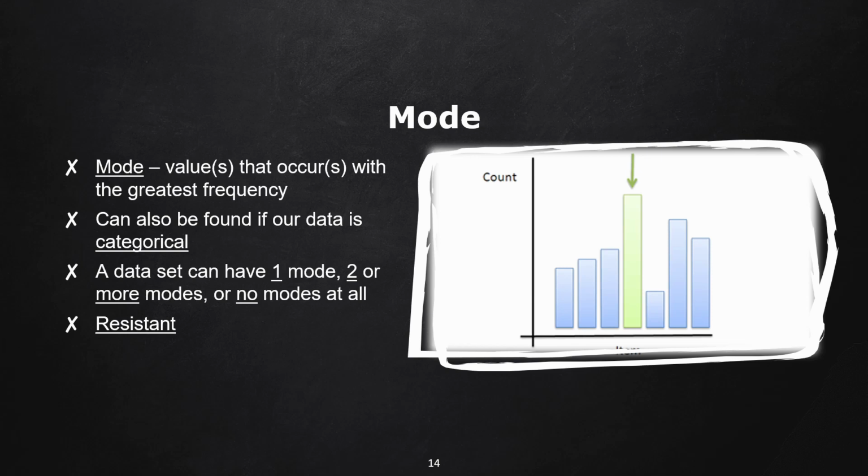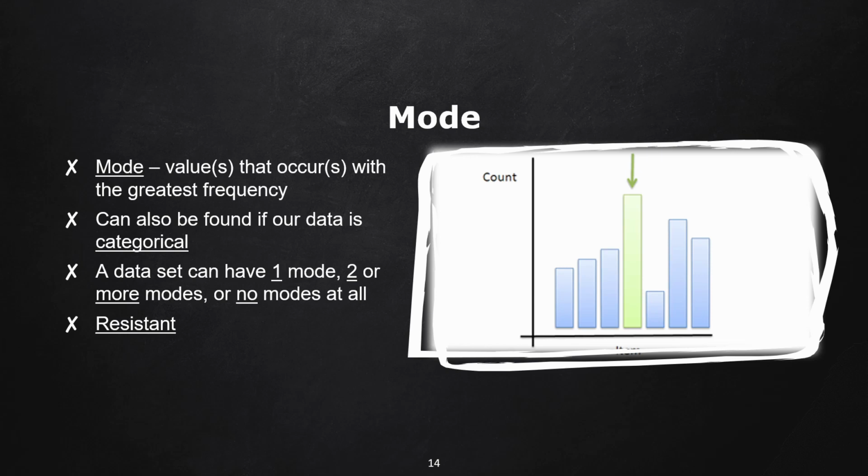And it is the most resistant measure of center out there. Since it doesn't care at all about any other data value except the most popular one, that's what makes it the most resistant. It's not one of the more commonly used ones. You may see it, but it's not too great of a measure of center.